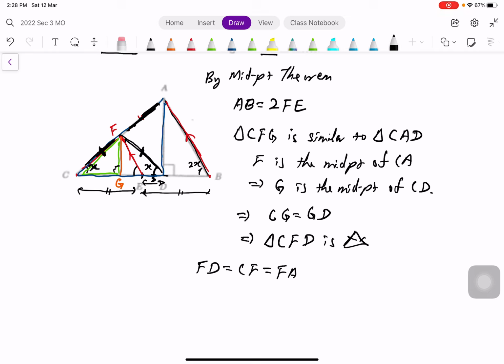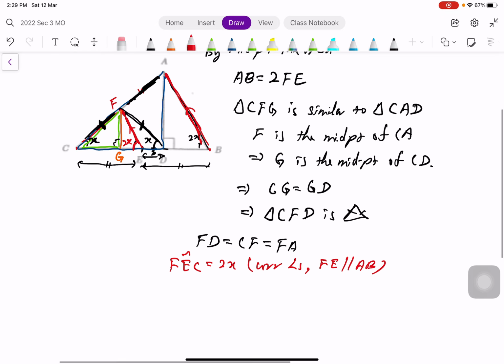Therefore, now I can say that, okay, can you see that these two lines, this and this, are parallel, right? Therefore, this angle must be equal to 2x. Therefore, I want to mention that angle FEC is actually 2x. This is what we call corresponding angles, because FE is parallel to AB.